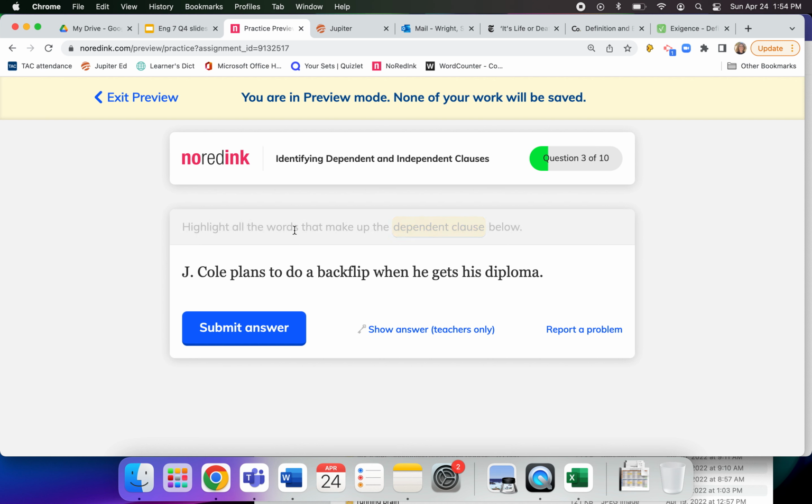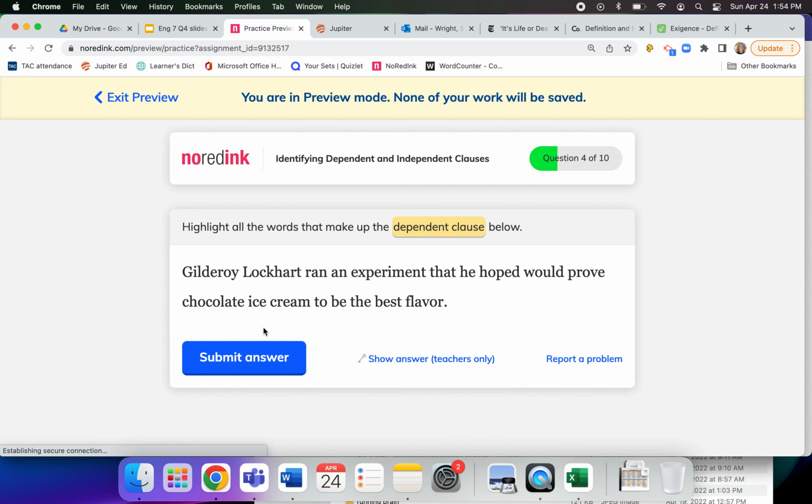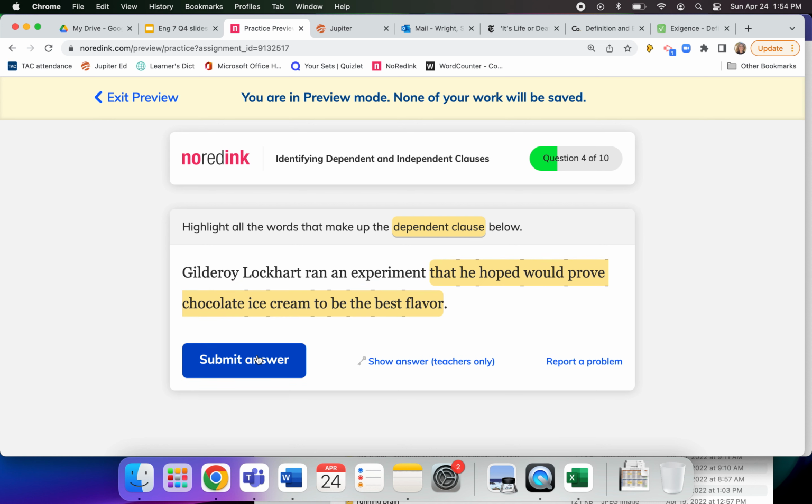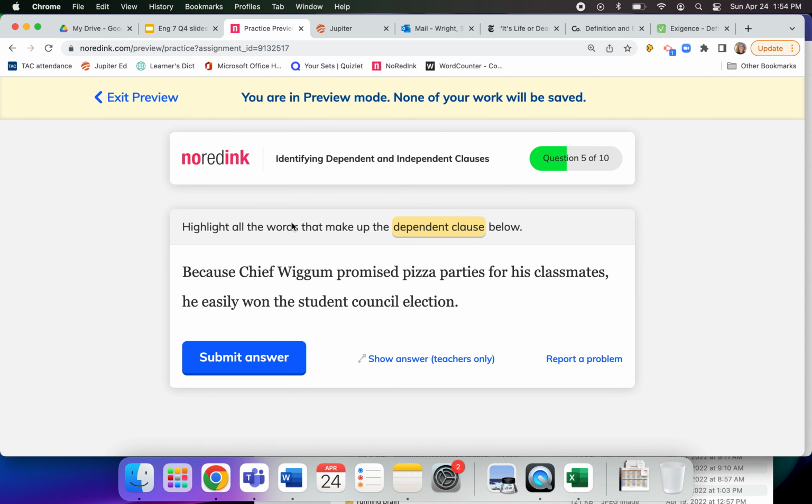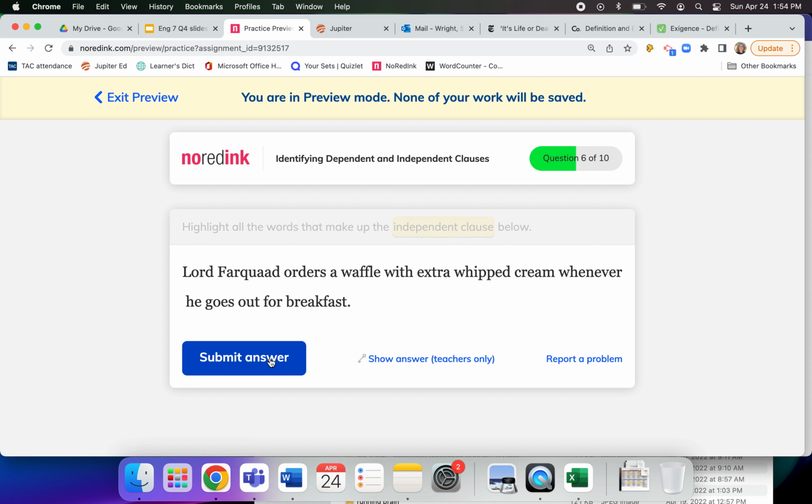Okay, now let's see. It says highlight all the words that make up the dependent clause. J. Cole plans to do a backflip when he gets his diploma. Hey, there's a SWABI, so that's your dependent clause. Let's see. That he hoped would prove chocolate ice cream to be the best flavor. Dependent clause. So I'm looking for the kind of word that makes it so that a sentence can't stand alone, because Chief Wiggum promised pizza parties for his classmates. Independent. All right, see, it actually sometimes flashes when the directions change.